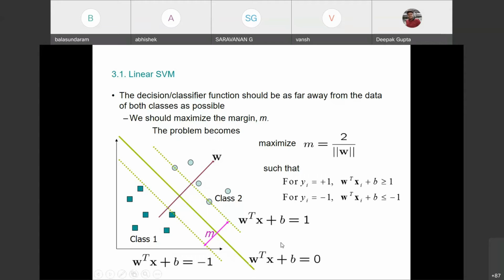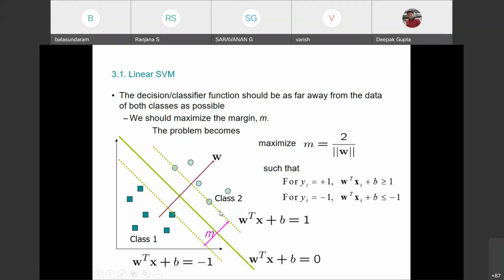And when we do that, the problem is basically to find this middle plane, that is W transpose X plus B. This is the plane which I am interested in. Assuming that this is the equation, what we are finding is the distance between the parallel planes as m, which is equal to 2 upon the length of the vector W, and this is the distance between the parallel ones. This we want to maximize.